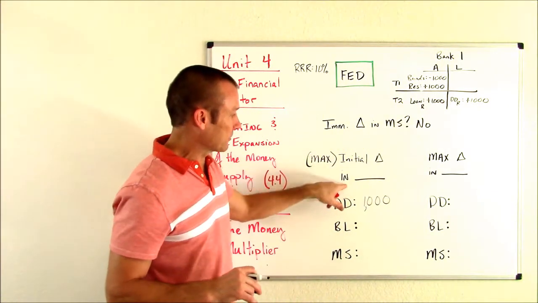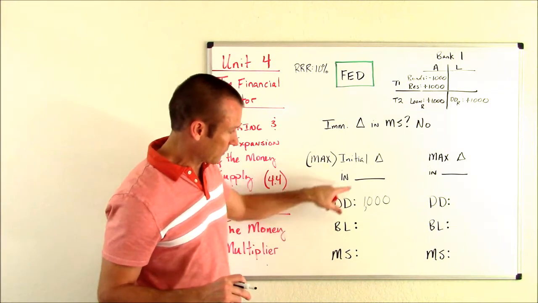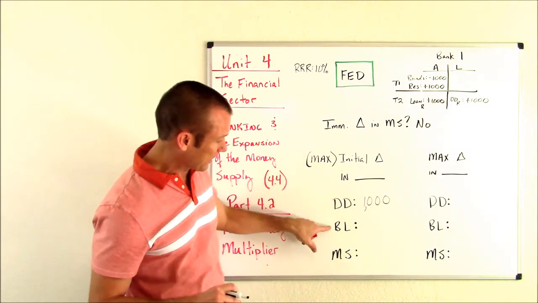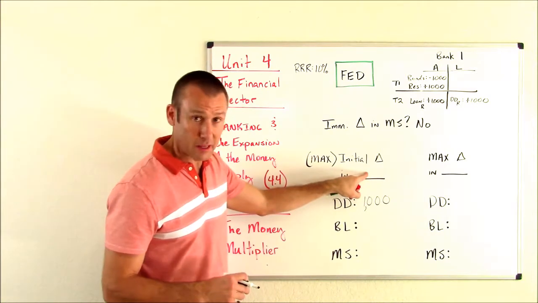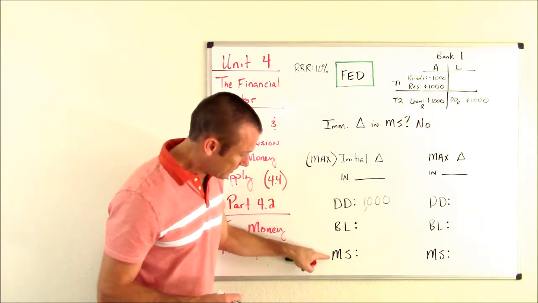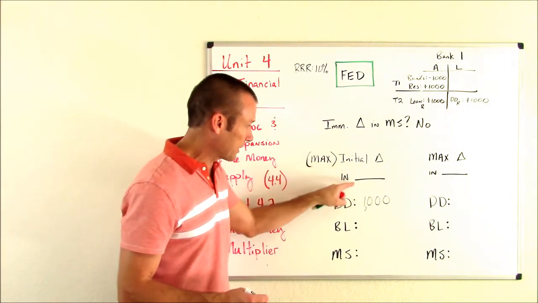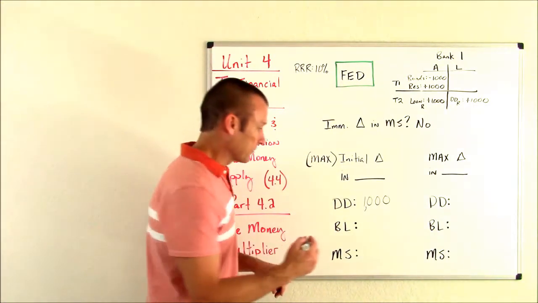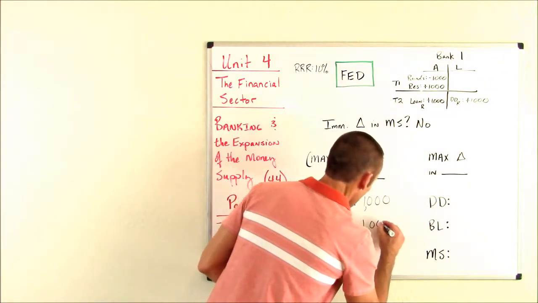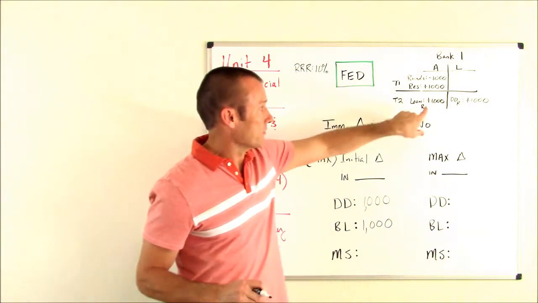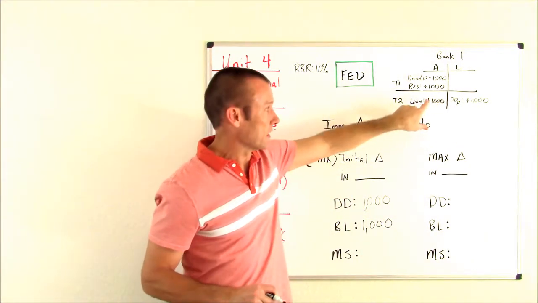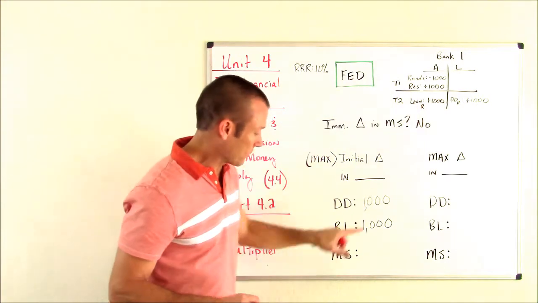Max initial change in bank lending. Okay, so if you're wondering why I'm saying bank lending, what I'm basically doing is I got this blank right here, and I'm just putting these three things into the blank one by one. So max initial change in bank lending, $1,000. Okay, there it is. The loan was $1,000. That was my initial or first loan.